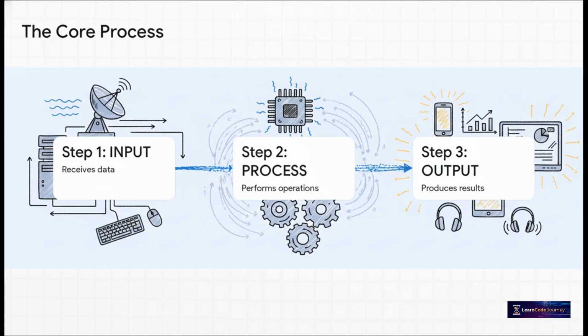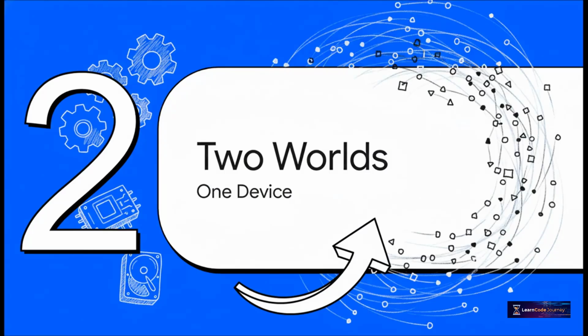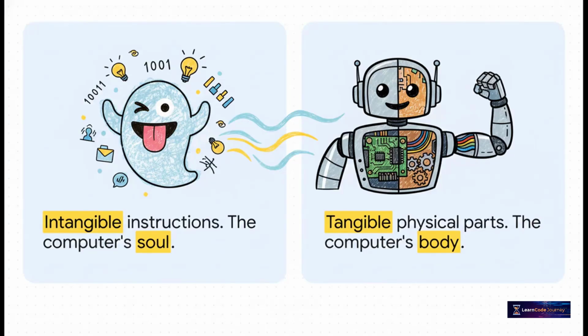That's the magic. Now, to make all of that happen, every computer is really living in two different worlds at the same time. These two worlds are distinct, but they are completely interconnected. The best way to think about it is like a soul and a body. The software, that's the soul. It's the intangible world of ideas, instructions, and data. And the hardware, well, that's the body. The actual physical circuits and silicon that you can touch. The stuff that brings all those ideas to life.